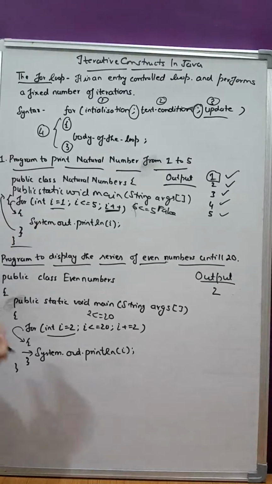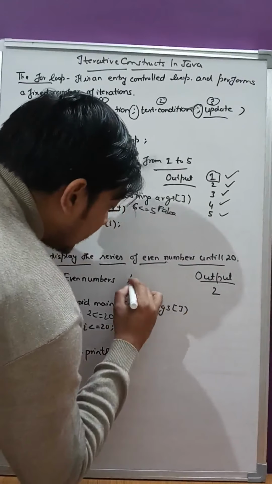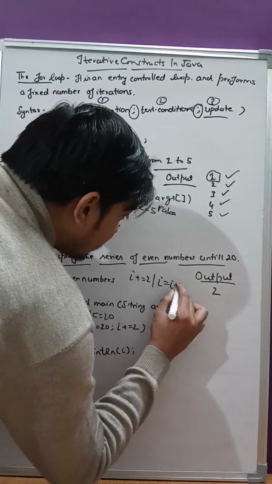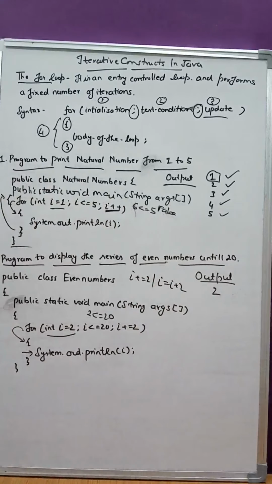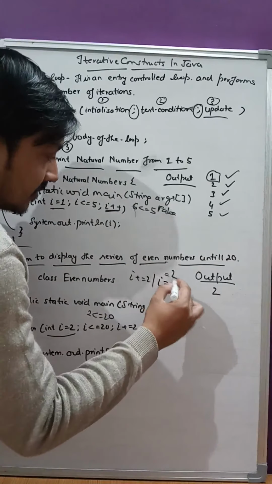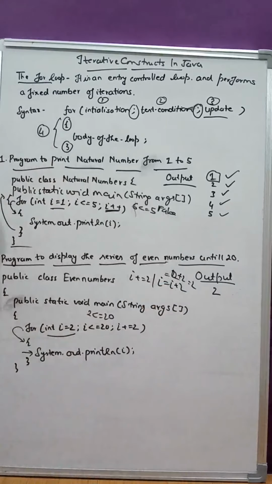Now when the second time the loop will run, over here it is written as I plus equal to 2, which is equivalent to I is equal to I plus 2. So when the second time the loop runs, the value of I is equal to 0 plus 2, that is 0 plus 2 is equal to 2.